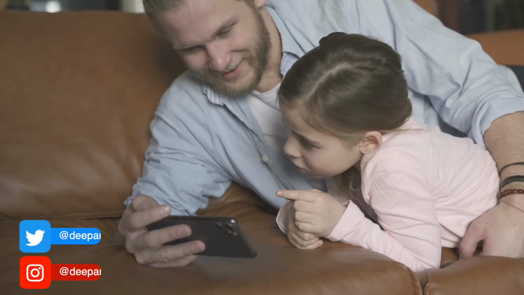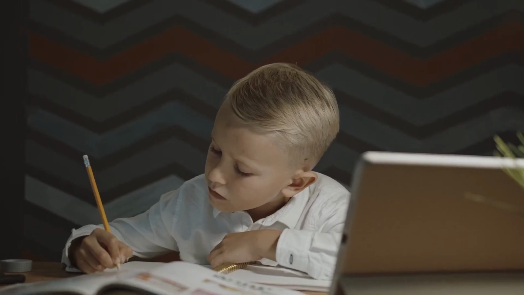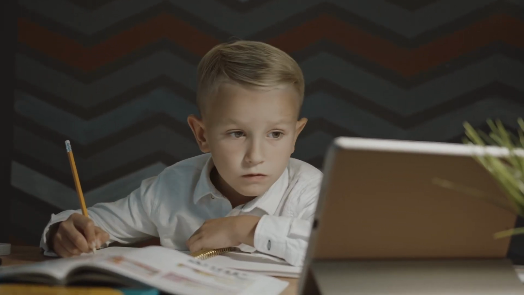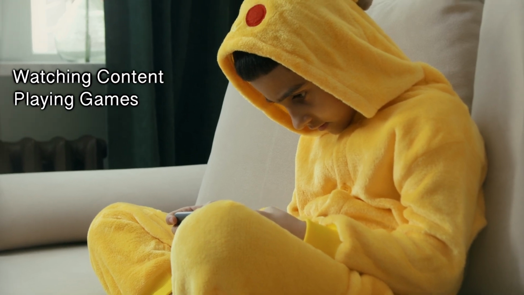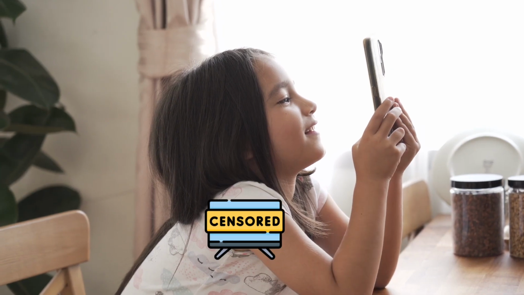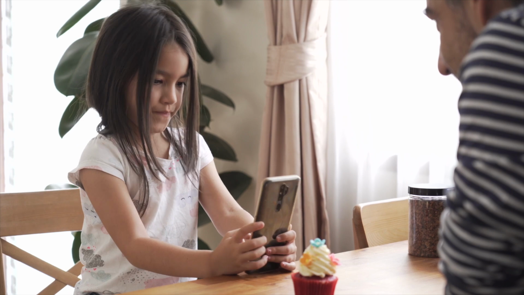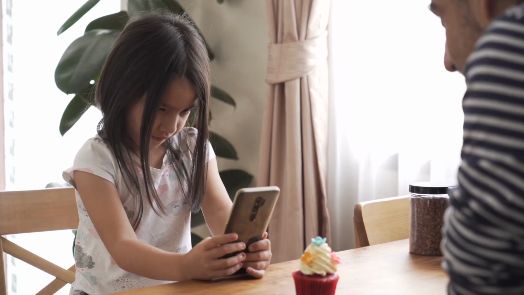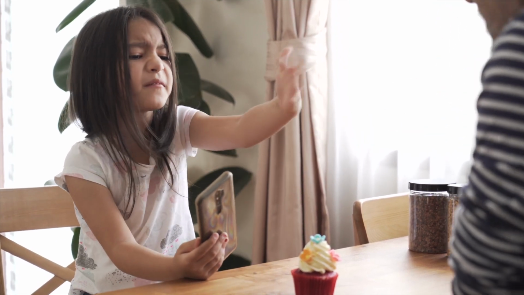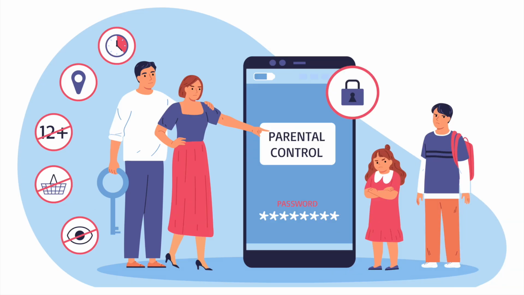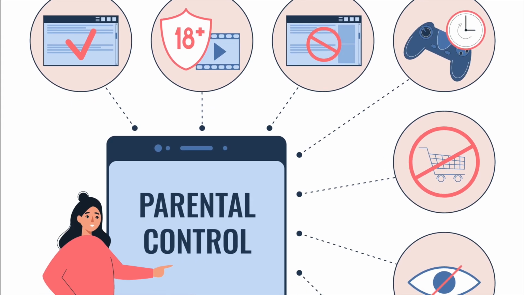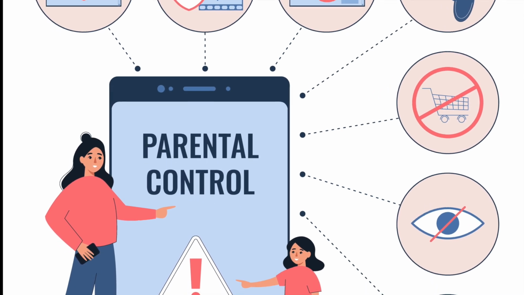Today I got something important for all the parents out there. Smartphone is the new playground of kids, where they spend hours watching content, playing games and browsing the web. But internet is full of inappropriate content. For parents, it's more important than ever to be proactive in managing your child's digital world. With parental controls, we can strike a balance between granting independence and ensuring a safe online experience.